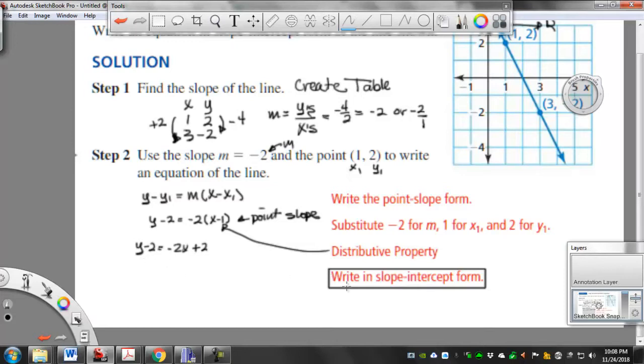And now I have to get the y by itself. So remember the slope intercept form, the y is by itself, so it's y equals mx plus b. So my next step here is I'm going to add 2 to each side to get the y by itself. That goes to 0, right? So I have y equals a negative 2x plus 4. So those are the hardest problems that you'll probably have to do on your assignment for this section.